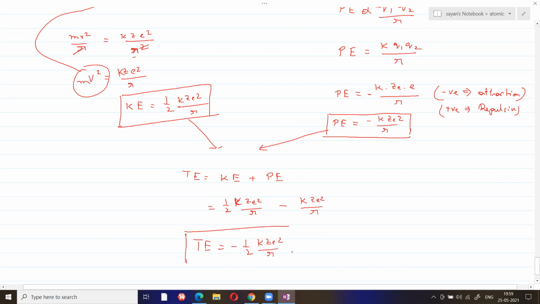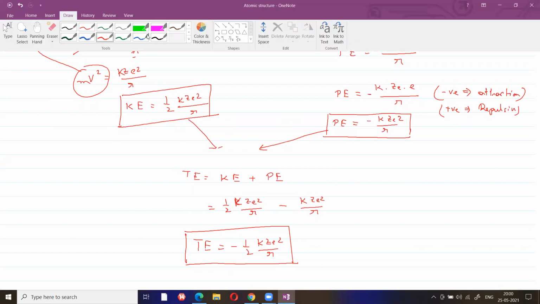Any doubt regarding these three calculations? Do you have any doubt regarding this part? These three calculations are totally clear for all.